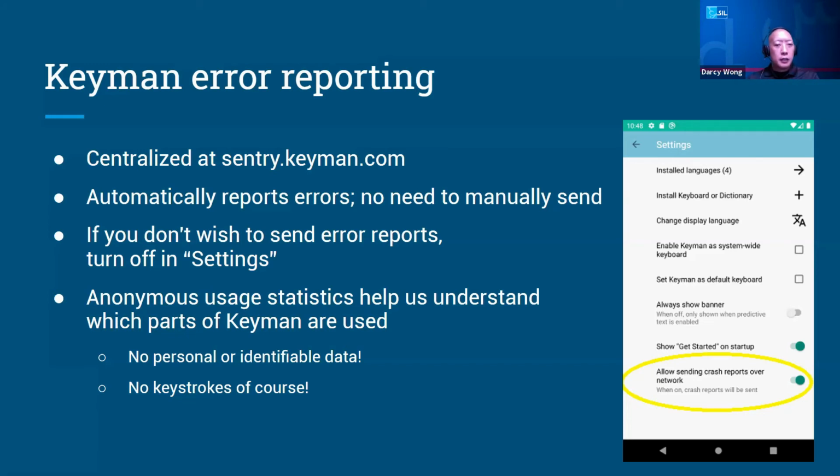These crash reports are consolidated, and it's all anonymous, so there's no identifiable information about the users. But it does have useful information, like the Android version of their device and possibly what keyboard they were using when they experienced a crash. That helps us to reproduce issues and get them fixed.